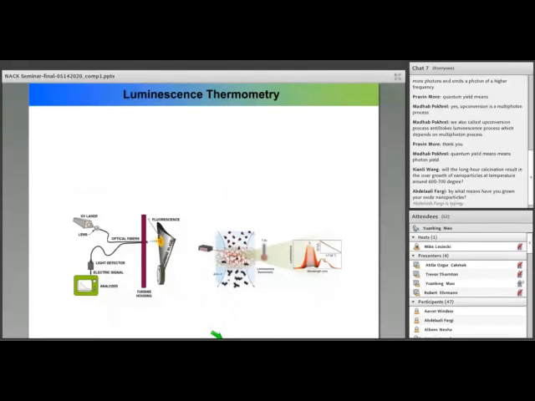So for that part, the other thing I want to mention is related to luminescence thermometry, right? Why is this important, right?